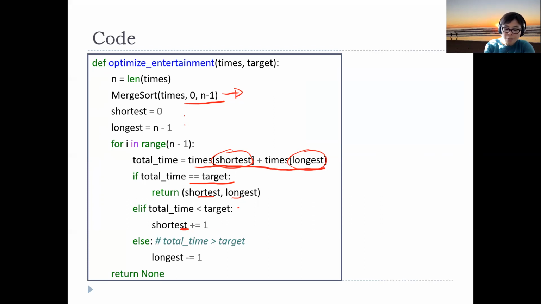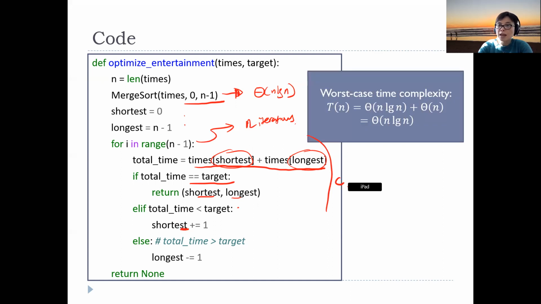That's it. Okay, so what's the time complexity of the algorithm? Well, first we have to do sorting, and we just said merge sort. If we use merge sort, it takes n log n. And for the remainder of the algorithm, we have a for loop with n iterations. And each iteration only takes constant time. So the total time complexity as such is n log n plus linear, which is still dominated by n log n. So that's the time complexity of this algorithm.